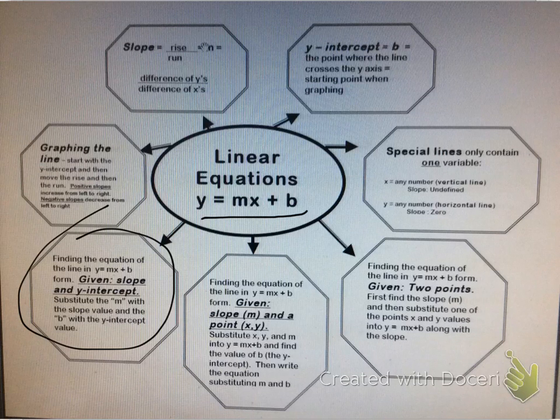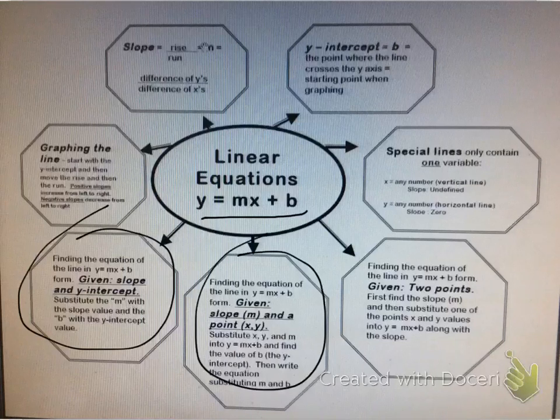Alright, now the next thing we're going to look at is finding the equation of a line in y equals mx plus b form given the slope and a point. We're going to substitute x and y into y equals mx plus b, and then we'll have an equation to solve for b, the y-intercept, to substitute for m and b.